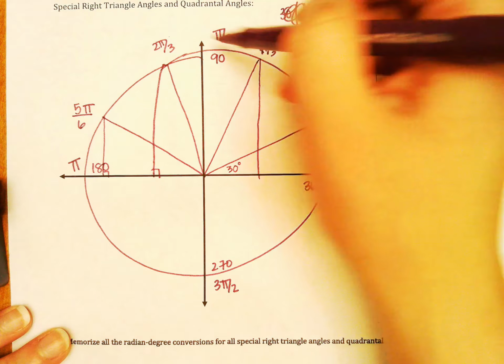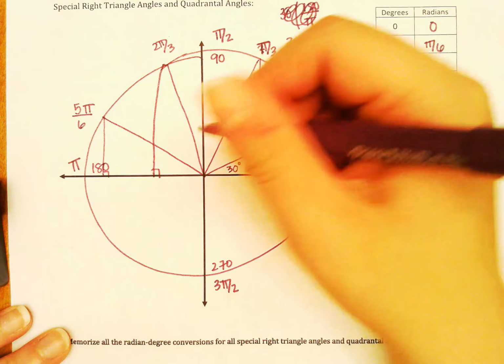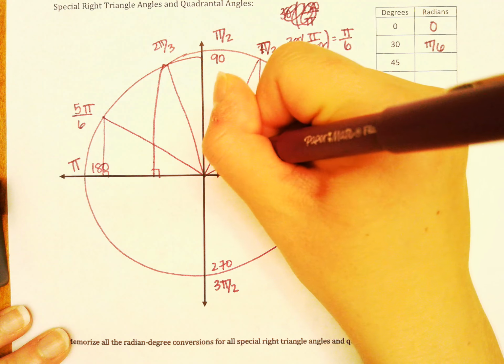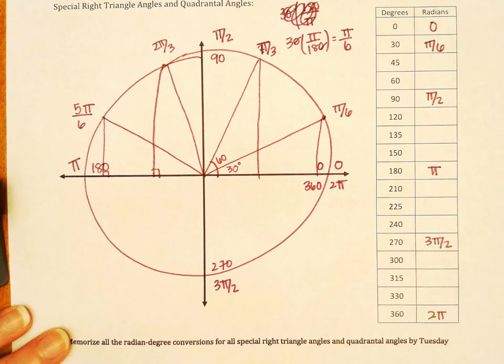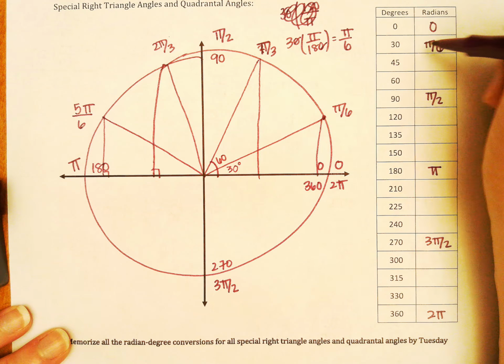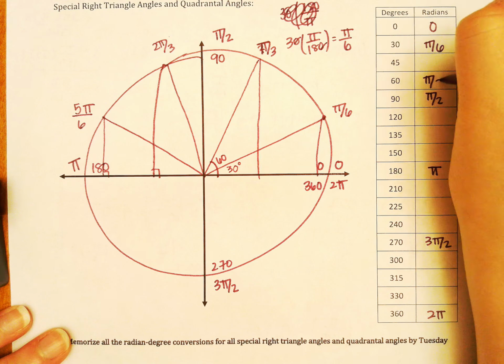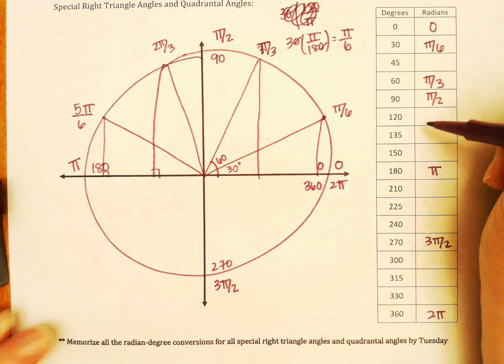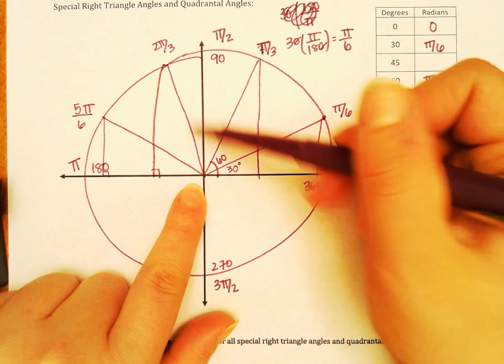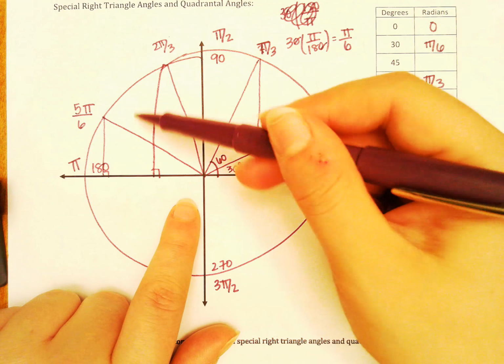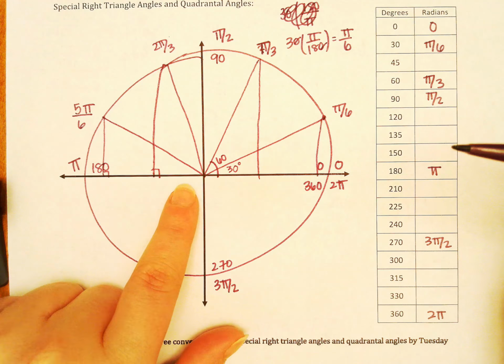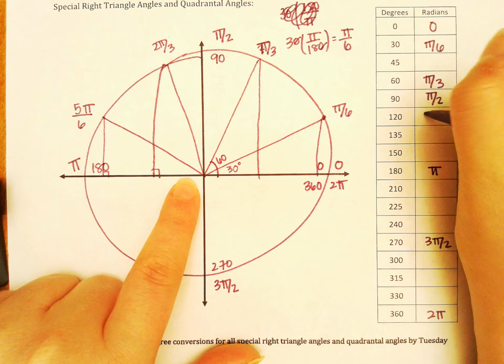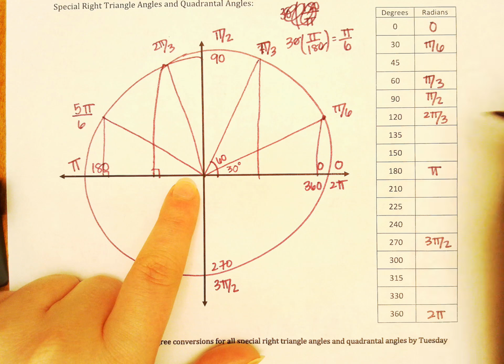So these are all going up by 6 around our unit circle, and every time that we have a pi over 3, we have a 60-degree reference triangle, and every time that we have a pi over 6, we have a 30-degree. So at 30 degrees, I have pi over 6. At 60 degrees, I have pi over 3. At 120 degrees, that's my pi over 3 that's located in my second quadrant. So this is 2 pi over 3.